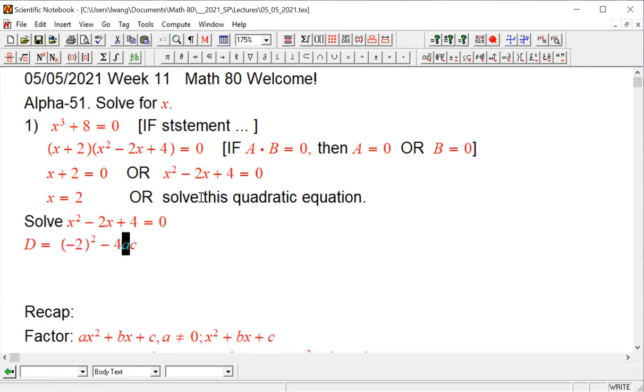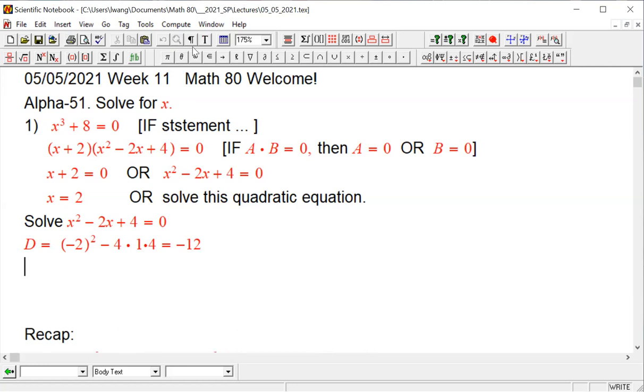A is 1. C is 4. So it's 4 minus 16, negative 12. So we know we expect to have complex number solutions here. So we just plug in.